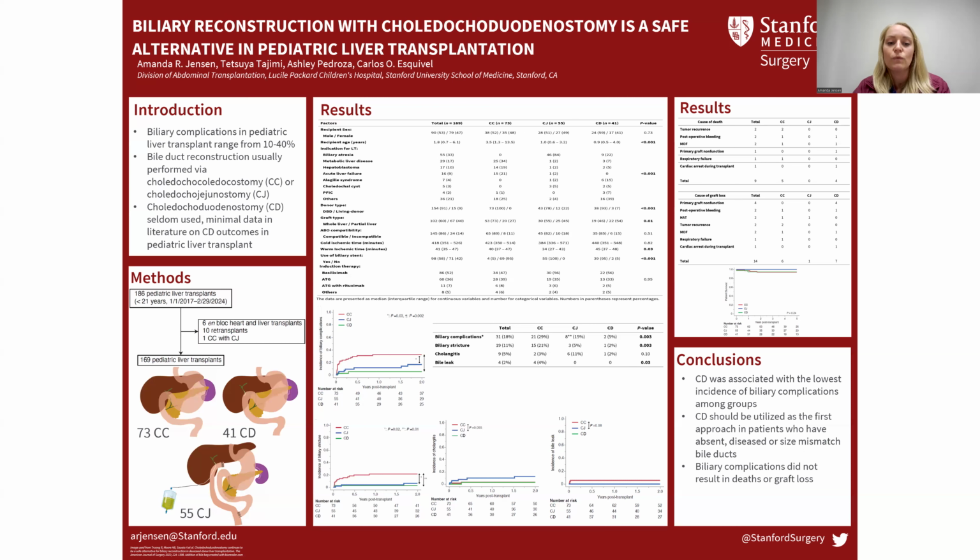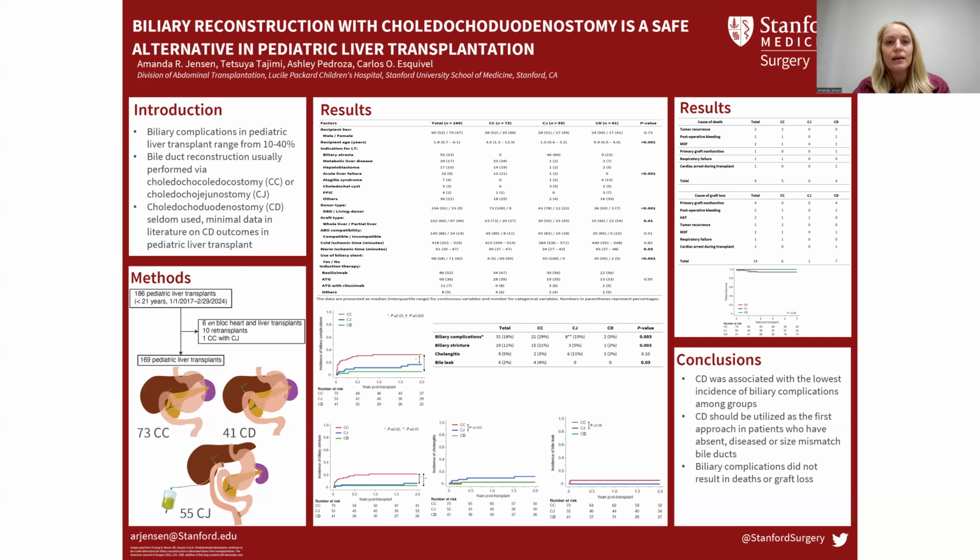Overall mortality was 4.8%, and there was no statistical significance between groups. Graft loss overall was low, with a 7.5% incidence, and it was found to be slightly elevated in the choledochoduodenostomy group compared to the other two groups. However, the graft losses were more likely related to ABO incompatible transplants. If we excluded the ABO incompatible transplants, graft survival was similar in all three groups, with no statistical significance between the groups.